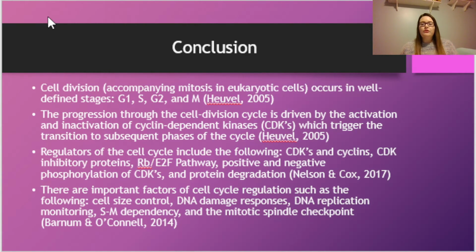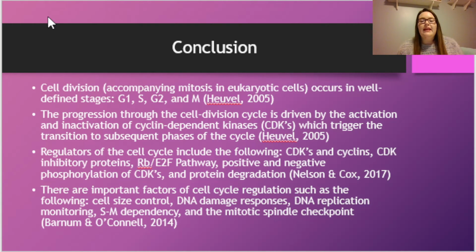Okay, so in conclusion, this is a good way to wrap up a presentation, to review with your students what they learned, to make sure they knew what was expected of them, and that they went through all the learning goals, which we did. So first, the cell division that accompanies mitosis in eukaryotic cells occurs in well-defined stages. Again, these stages are G1, S, where S is the synthesis stage where the DNA replication takes place, G2, and M, where M is the mitosis phase.